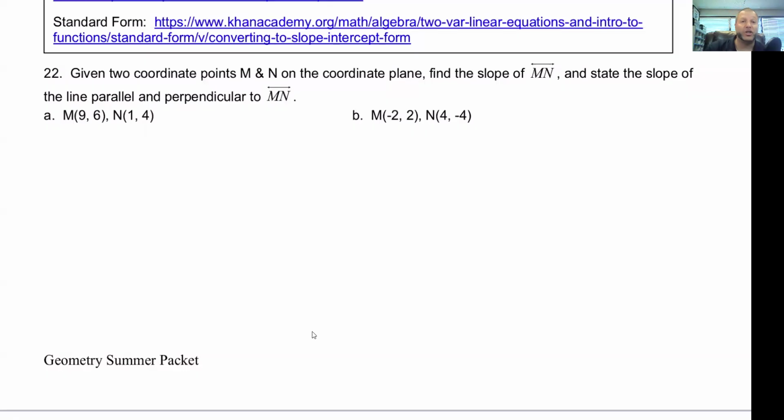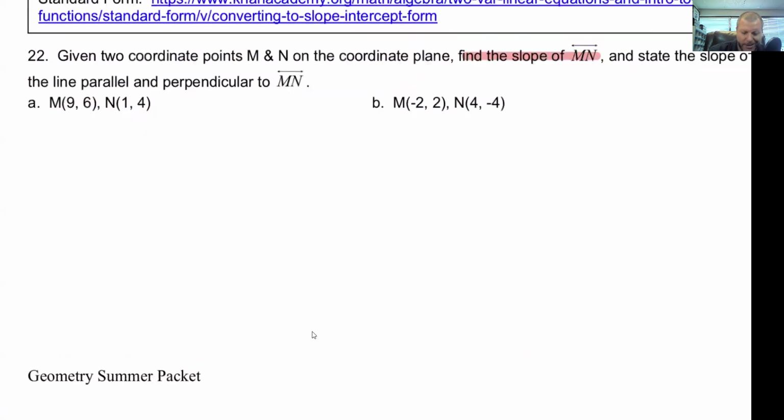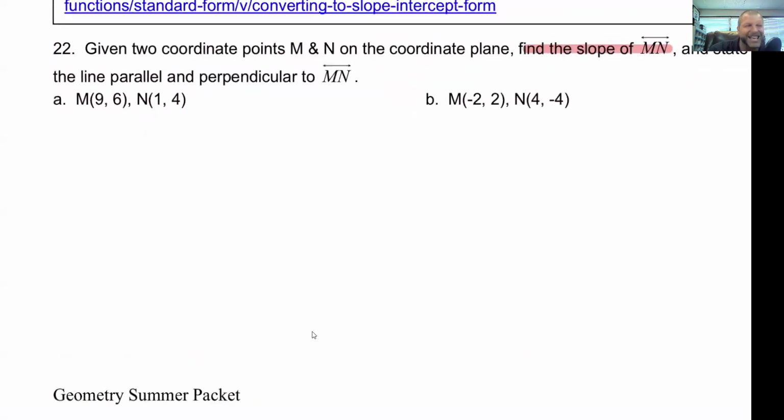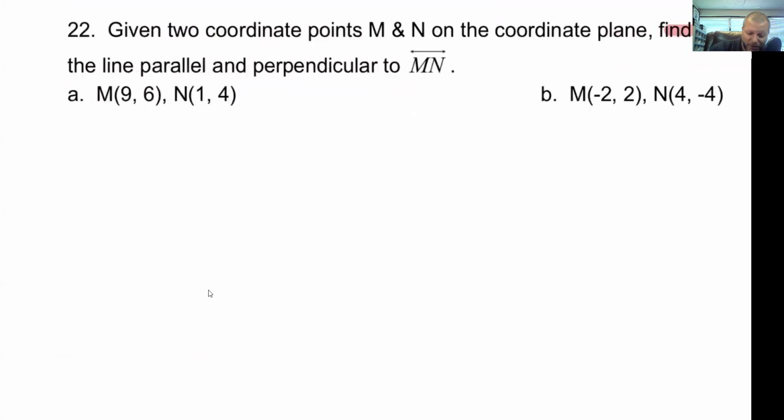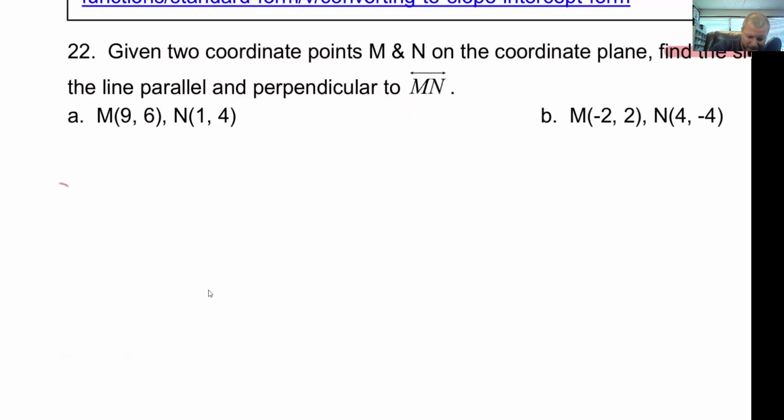Right, so slope is probably the most important thing that you will do for the rest of your math life, all the way through calculus. So I know you're like, what? I'm not doing calculus. So for slope, the first way that we learn slope is it's the rise over the run.